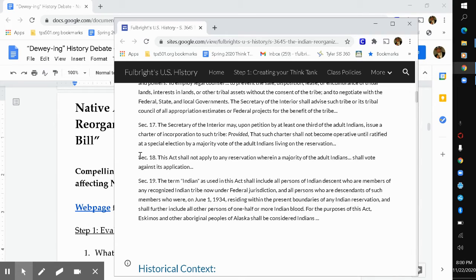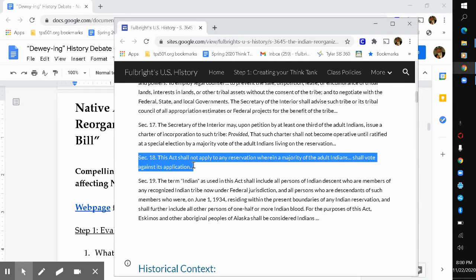Section 18. This act shall not apply to any reservation wherein a majority of the adult Indians shall vote against its application. So Section 18, it's nice to know that the government's going to let the decision actually rest with the people that it will affect.